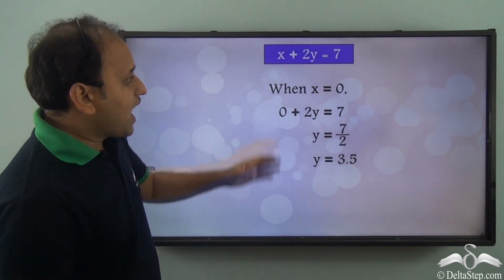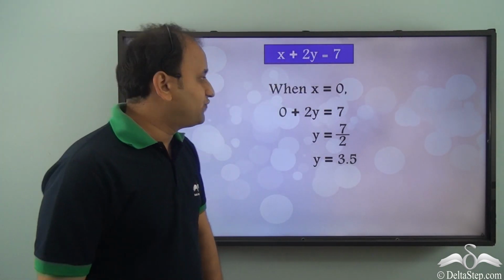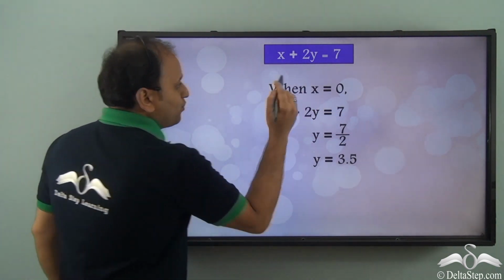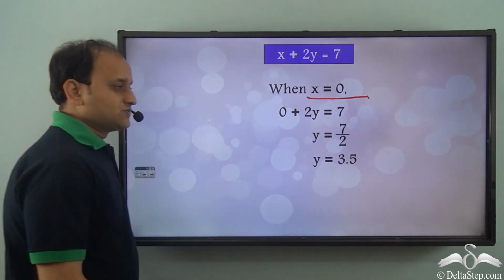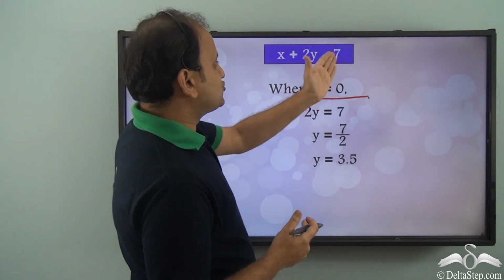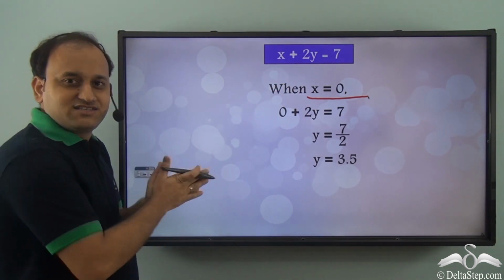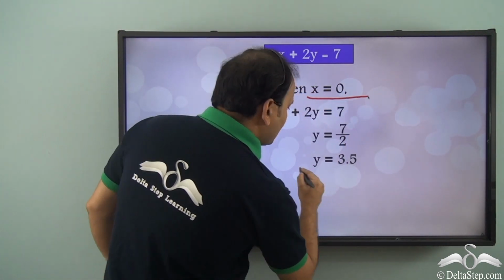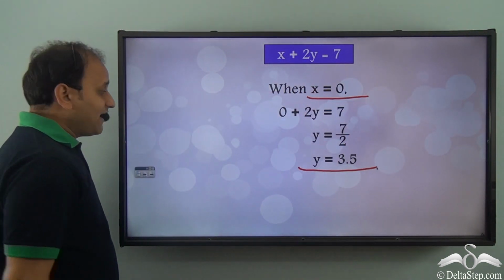Now, let's see another equation here. So, we have x plus 2y is equal to 7. Now, in this case, it's easier to solve it when we take x as 0. So, we have started with x as 0, and when we solve this, we get y as 3.5.